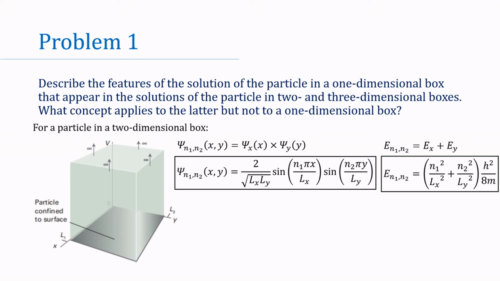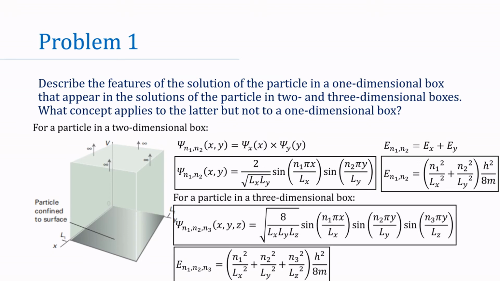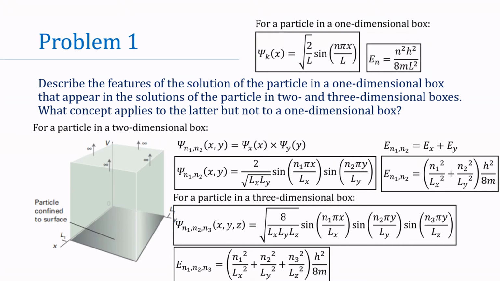Now for a particle in a three-dimensional box, it is derived in pretty much the same way, so that the equations for the wave function and the energy are summarized below. For reference, we have the equations for the particle in a one-dimensional box all the way at the top.